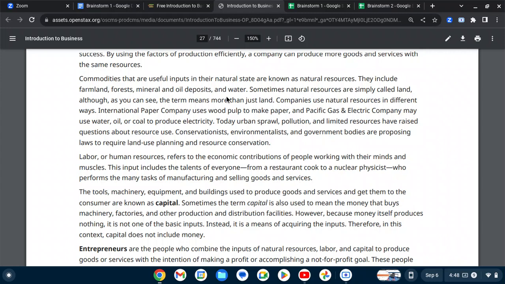The tools, machinery, equipment, and buildings used to produce goods and services and get them to consumers are known as capital. Sometimes the term capital is also used to mean the money that buys machinery, factories, and other production and distribution facilities. However, because money itself produces nothing, it is not one of the basic inputs. Instead, it is a means of acquiring the inputs. Therefore, in this context, capital does not include money.